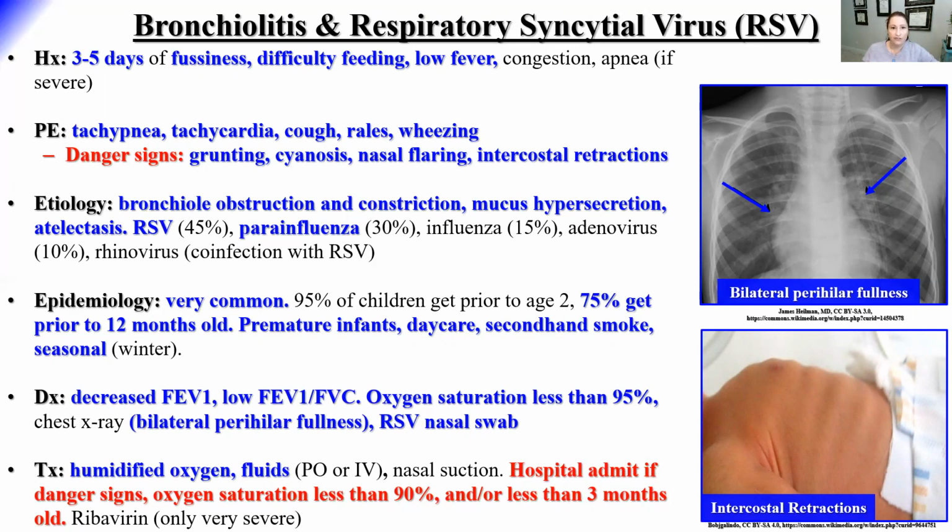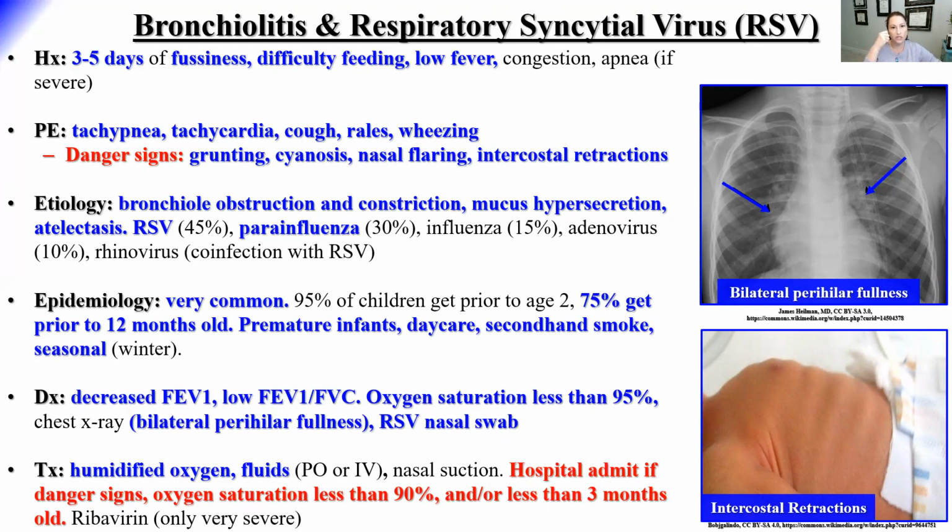So decreased FEV1 because it's obstructive. Low FEV1 over FVC, again, it's obstructive. Oxygen saturation will be less than about 95% in these patients. And on chest x-ray, you can see the top picture here. They have this kind of perihilar fullness. It looks like just a haziness around the end of those main stem bronchi.